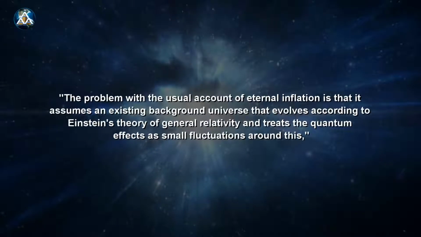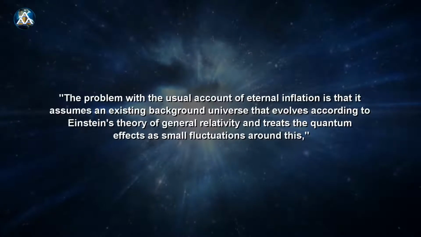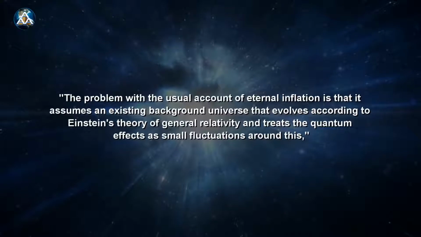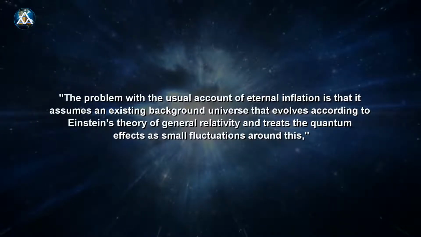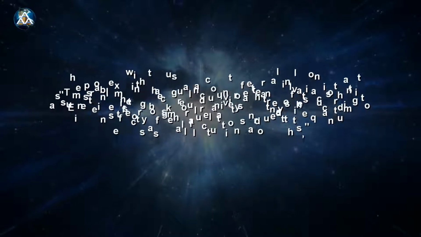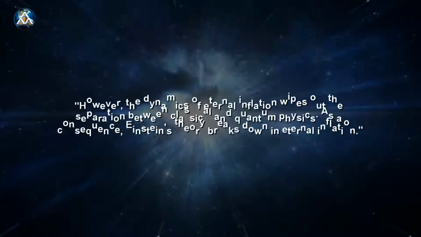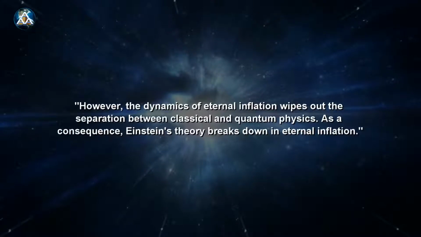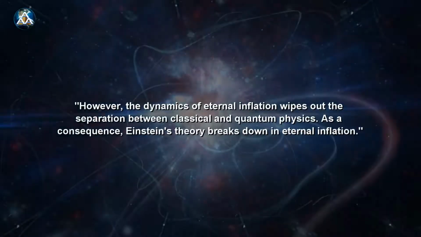This is because Einstein's theory of general relativity breaks down on quantum scales. "The problem with the usual account of eternal inflation is that it assumes an existing background universe that evolves according to Einstein's theory of general relativity and treats the quantum effects as small fluctuations around this," Hertog explained. "However, the dynamics of eternal inflation wipes out the separation between classical and quantum physics. As a consequence, Einstein's theory breaks down in eternal inflation."